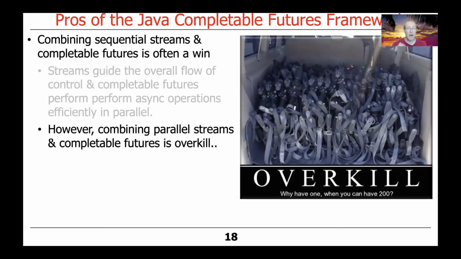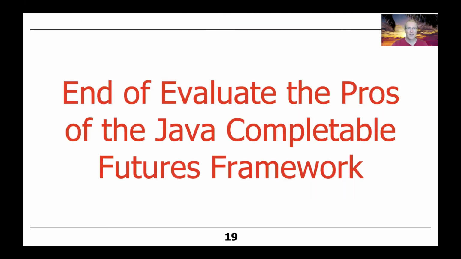However, combining parallel streams and completable futures is most likely going to be overkill. This is a funny meme that shows a van with like 200 seatbelts in the back, and it says, overkill, why have one when you can have 200? So obviously it doesn't really help you to have 200 seatbelts. It's not going to make your car or your van any safer. And the same thing is true, of course, with having too much parallelism.